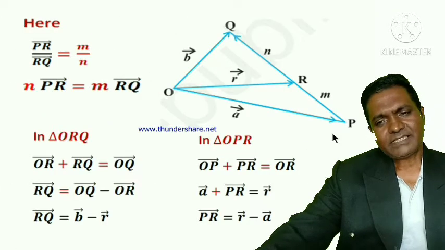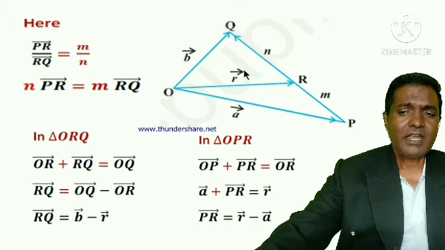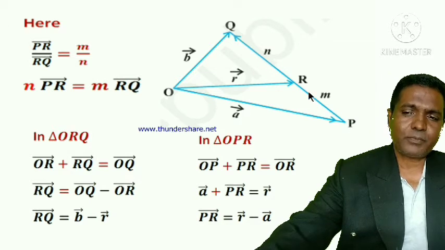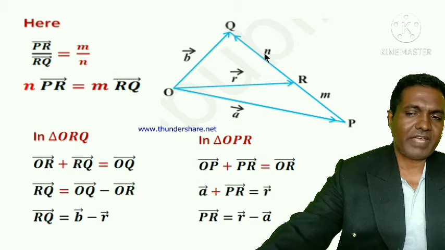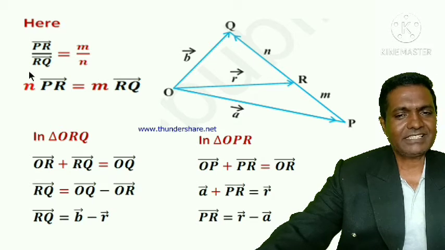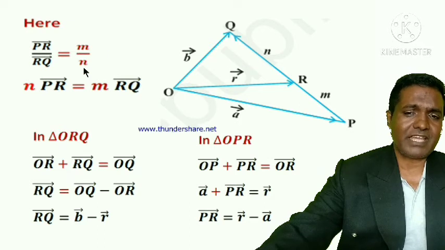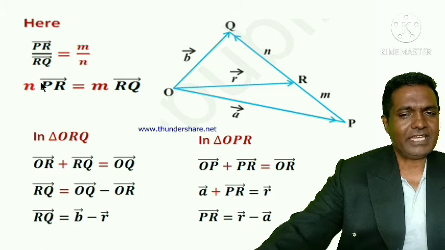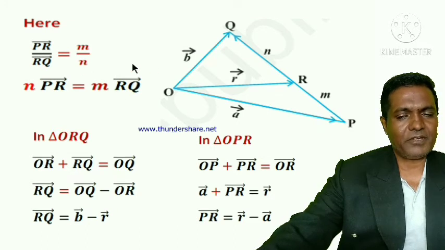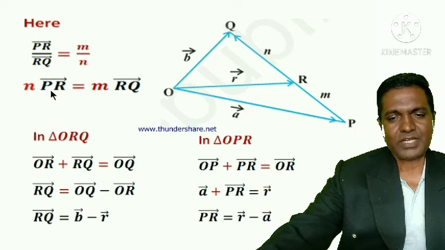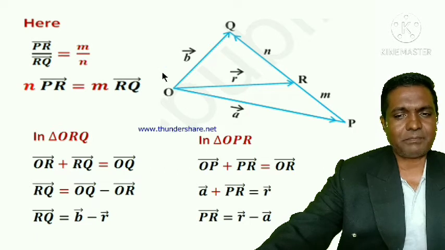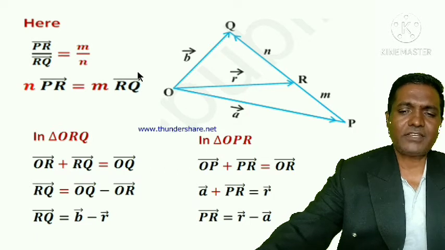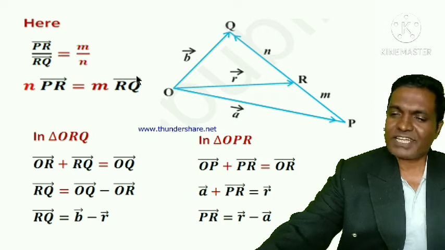Now see here, the same figure. As R is a point dividing vector PQ in the ratio m is to n, vector PR by vector RQ is the ratio m is to n. Cross multiply, so n into vector PR is equal to m into vector RQ. Now you have to find vector PR and vector RQ by the triangle law of vector addition.